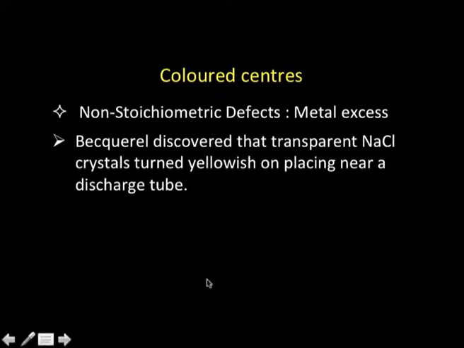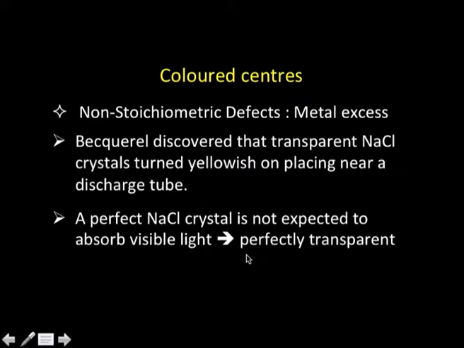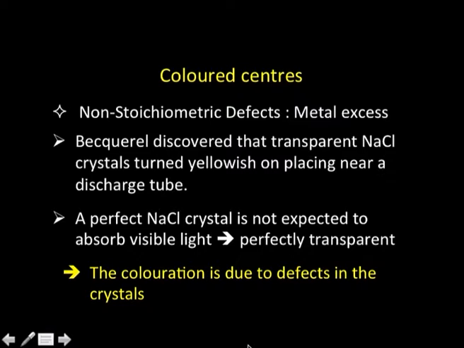So, historically Becquerel discovered that a sodium chloride crystal, which happens to be transparent, when placed near a discharge tube, was observed to become yellowish. We know that a perfect NaCl crystal should not be absorbing any visible light. That means it is expected to be transparent, but it was becoming yellowish. That means it has to be attributed to some kind of defects in the crystal.